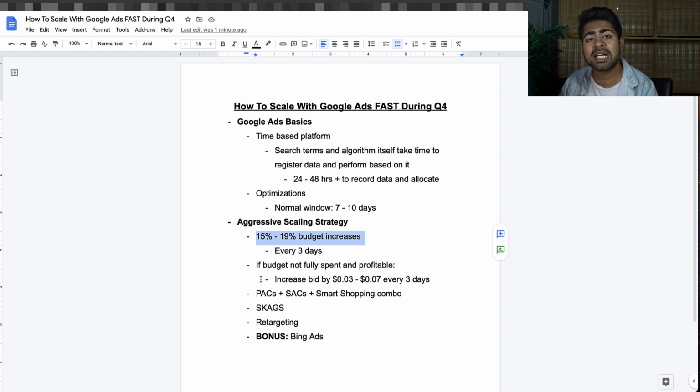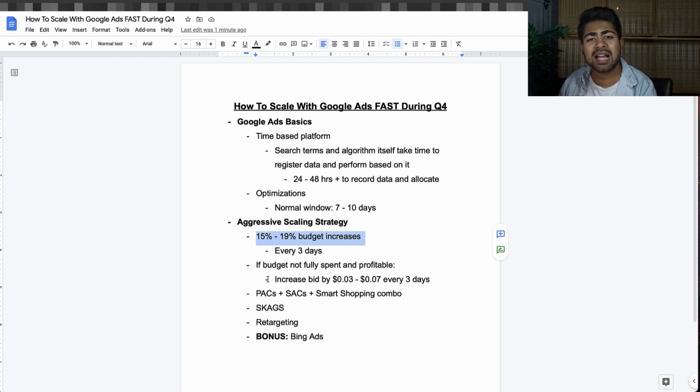Next, if the budget is not fully getting spent, but it's still profitable, what do you do? In this case, increasing the budget is of no use because the entire budget is not even getting spent with your current bid. What you want to do is increase the bid by 3 cents all the way up to 7 cents, again depending on profitability, every 3 days until that entire budget starts to get spent.